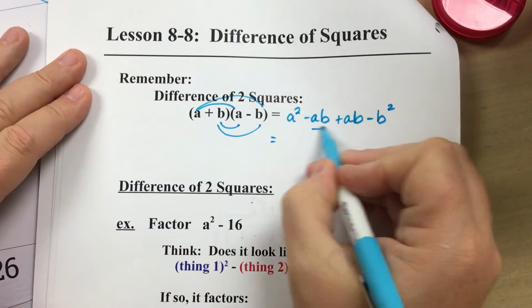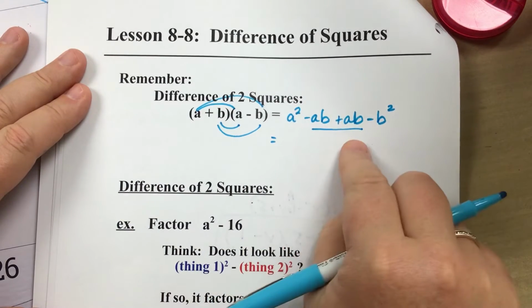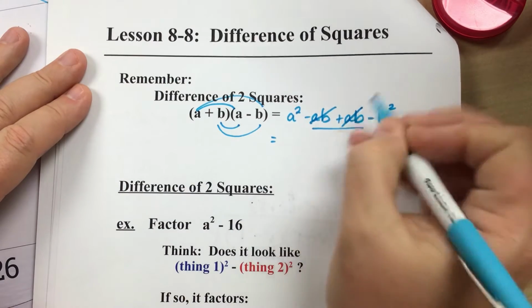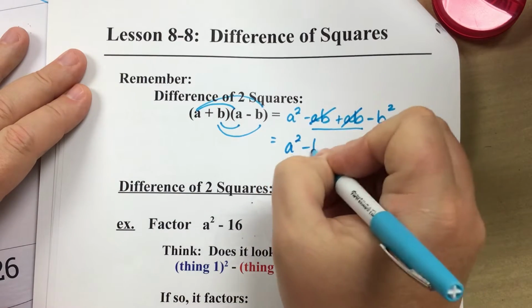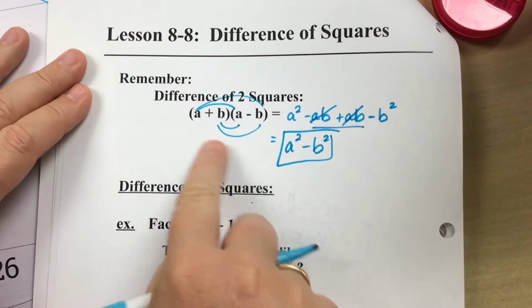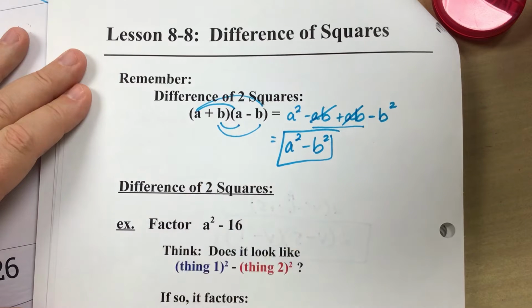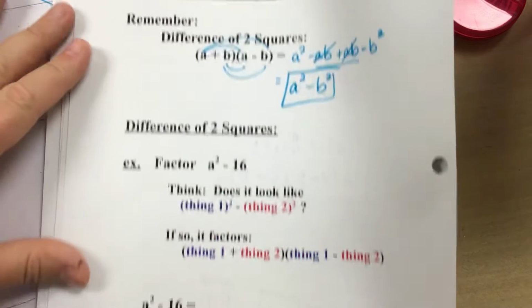What's going to happen is your two middle terms, a negative ab and a positive ab, are going to cancel out, and you're left with a squared minus b squared. So again, a squared minus b squared would factor into a plus b times the quantity a minus b. So we're going to be factoring today. Like I said, part of our lesson is on the difference of two squares.